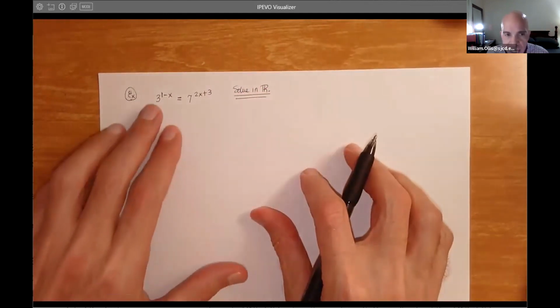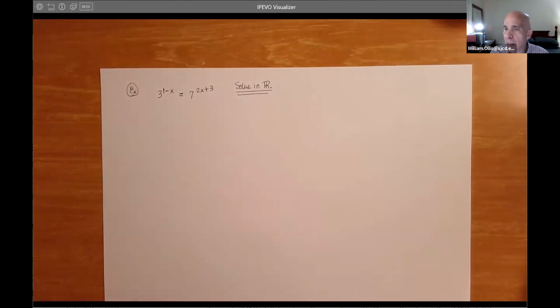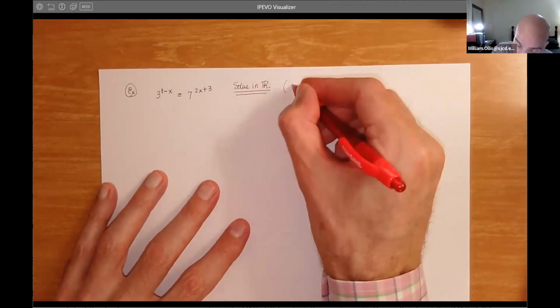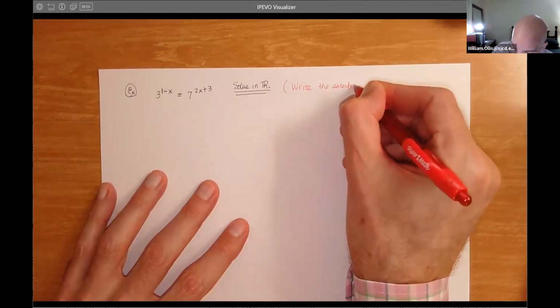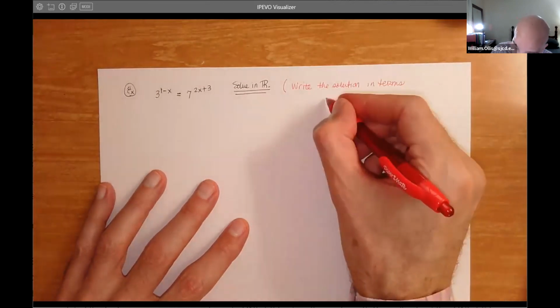Now, when you look at this kind of problem, on occasion there might be a direction that says, express your answer in terms of natural logarithms. What I want to do is change the base and then convert to natural logs. If you already see that directive, then you don't have to worry about changing the base. You can just apply the natural logarithm to both sides. So here's a little proviso that I'm going to add: write the solution in terms of natural logarithms.